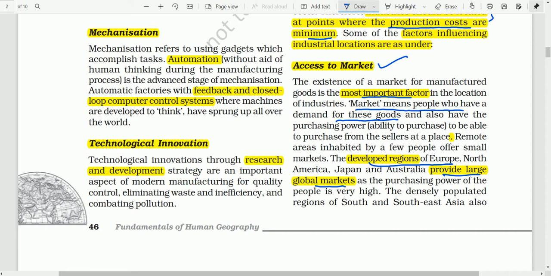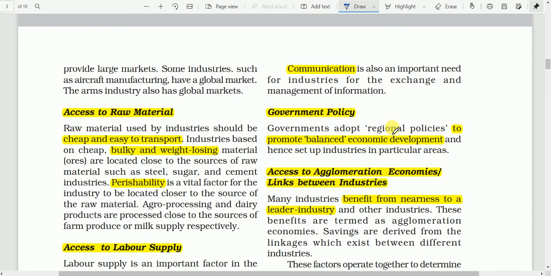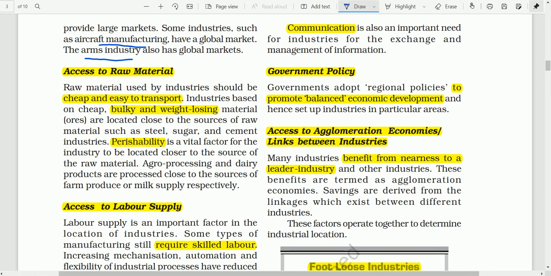And likewise, densely populated regions of South and Southeast Asia also provide large markets. Okay, and some industries like aircraft manufacturing have a global market. Likewise, the arms industry also has global markets. Remember, market is one of the most important factors influencing location of industries.